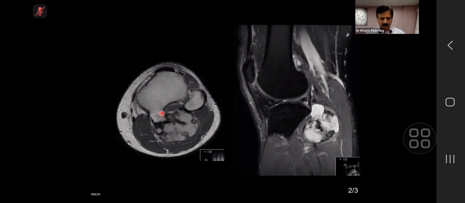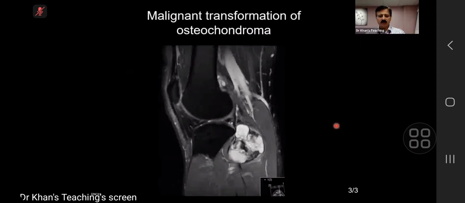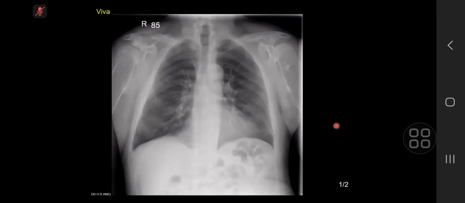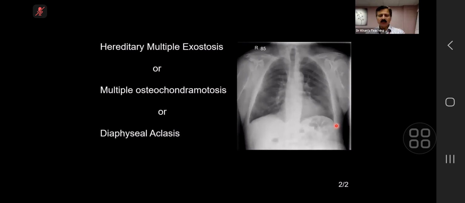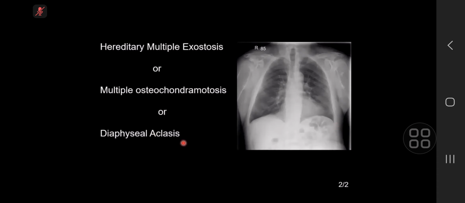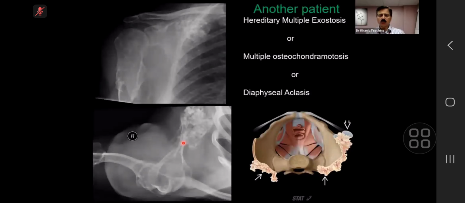Excellent. So if you see here, this is the cortex which merges with the cortex of the parent bone. From here to here, this high signal is the key on T2 or PD or STIR, whatever sequence. And this is all the cartilage cap. It is thickened. Spot diagnosis without wasting any time. Multiple hereditary exostosis. Excellent. This condition is multiple hereditary exostosis or multiple osteochondromatosis, also known as diaphyseal aclasis, right? And we know that there can be multiple osteochondromas.